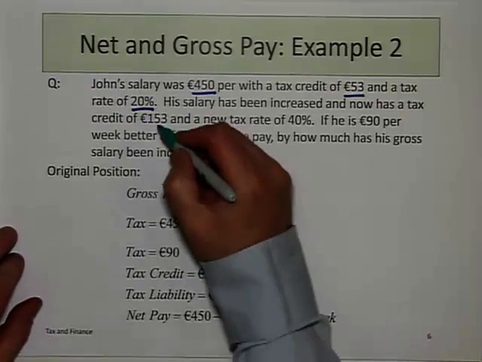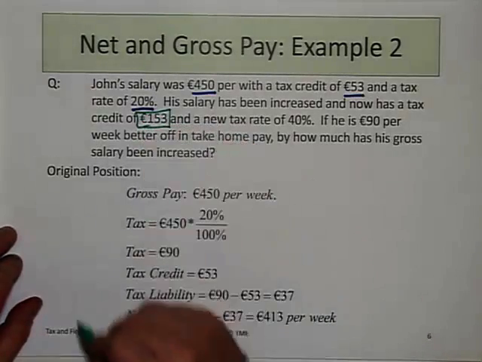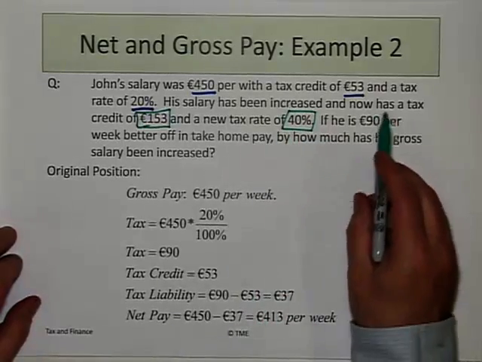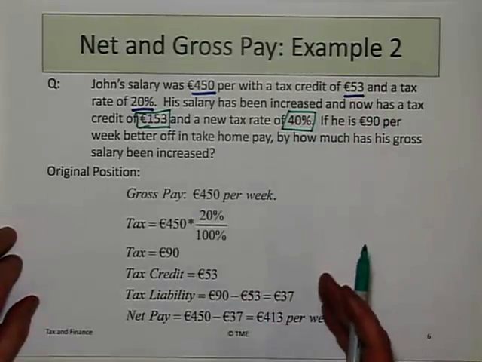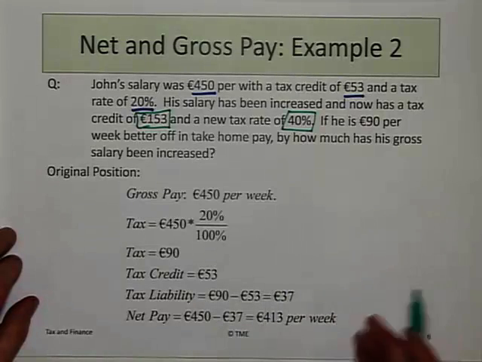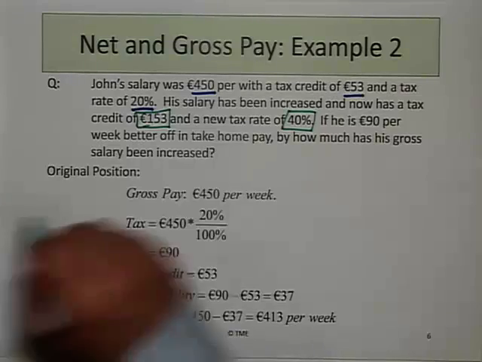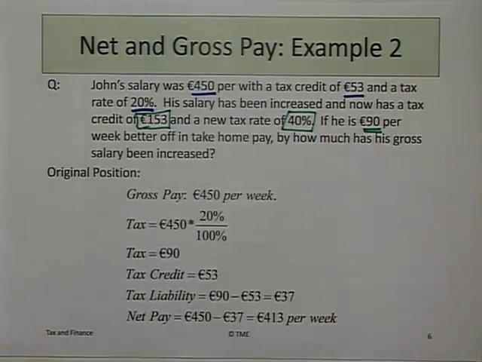We're saying that he's got a tax credit of 153. His tax rate is 40%. We actually don't know what his salary is, we don't know that it's 600 or 700 or whatever. We're not sure. We're actually being told here, though, that he's €90 better off than he was. So how do we solve that one now?